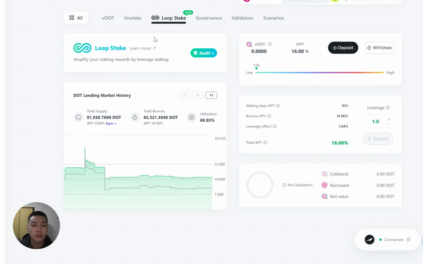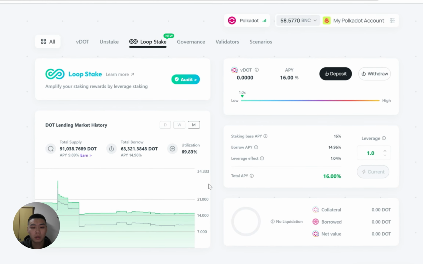Let us go back to the main page. Let's keep our eyes on this box, the DOT lending market history, which has 3 different indicators: total supply, total borrowing, and utilization. If you have used any lending market or money market protocols, you should know supply is the total asset in the vault, total borrowing is how much of the asset has been borrowed from the pool, and utilization is the percentage borrowed from the pool.